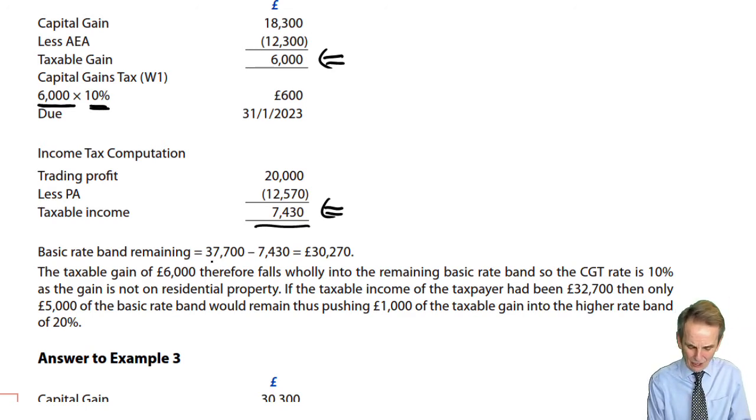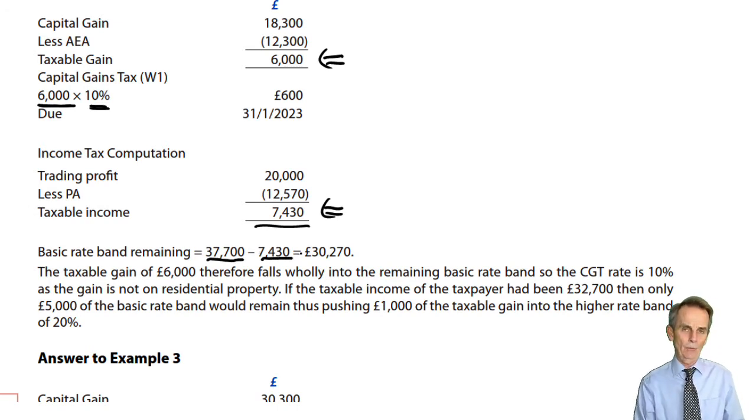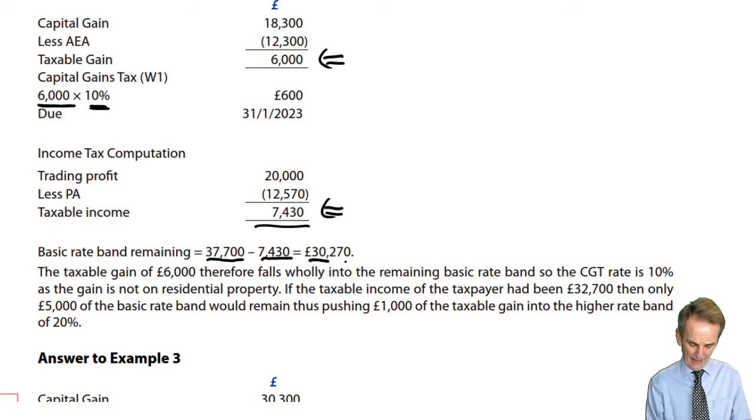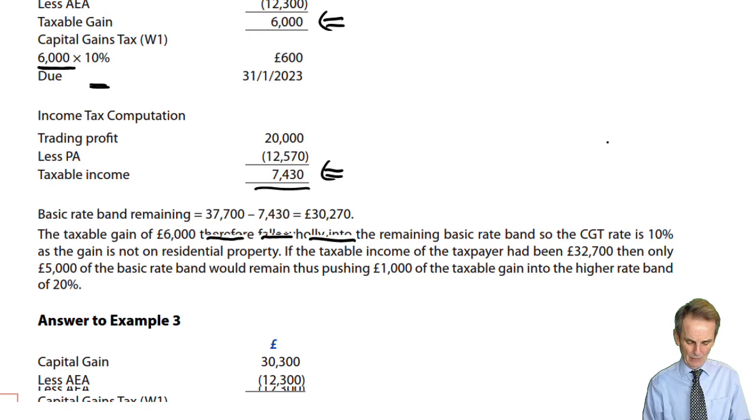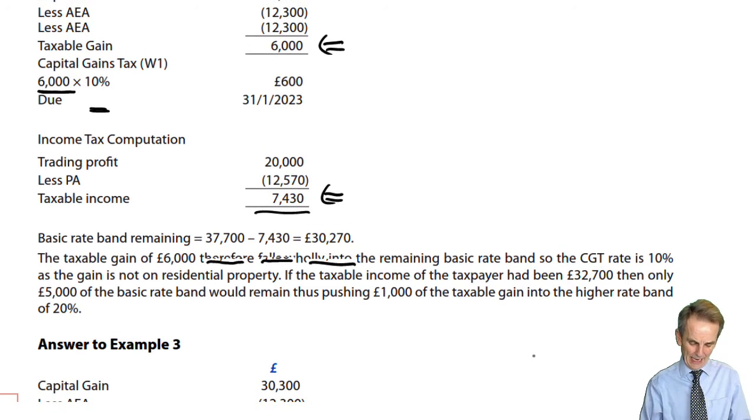There's the calculation, 37,700 limit minus the taxable income that the income tax computation will have absorbed, and that gives us over £30,000 worth of basic rate band that remains. The taxable gain of £6,000 obviously therefore all falls within the remaining basic rate band, so it's a 10% tax charge that will apply.